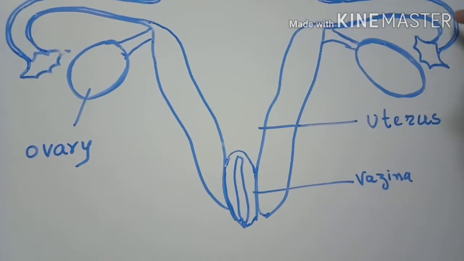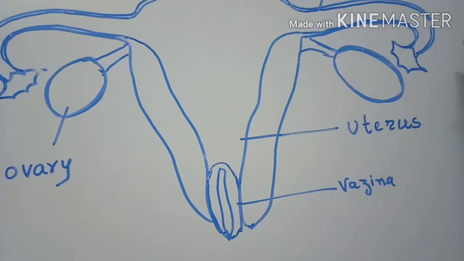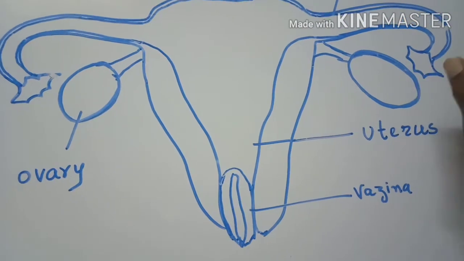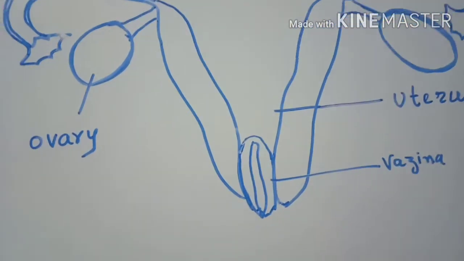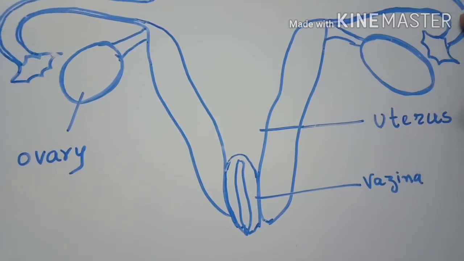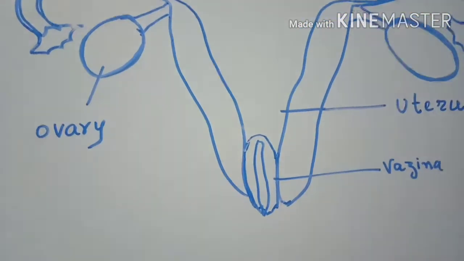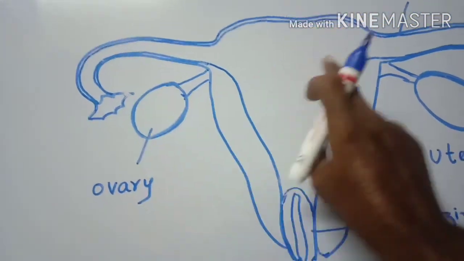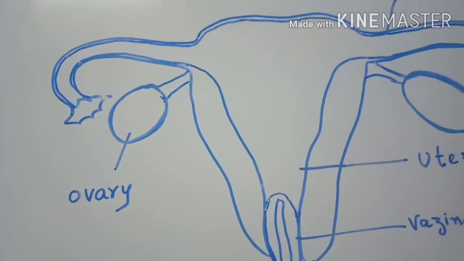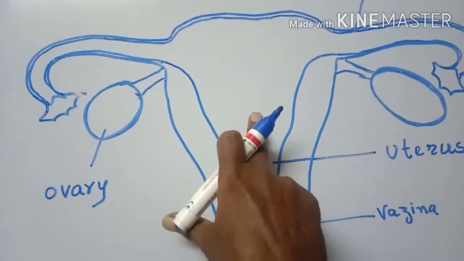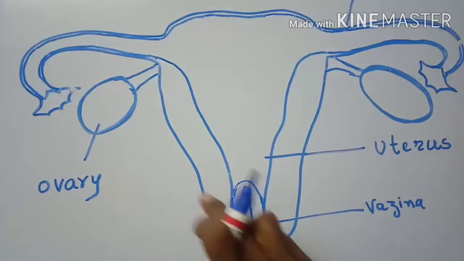So what is the function of the tube? Generally, the ovule or ovum enters into this fallopian tube for fertilization. So like that, two tubes are there. These two tubes open into the uterus, which is a sac-like structure.